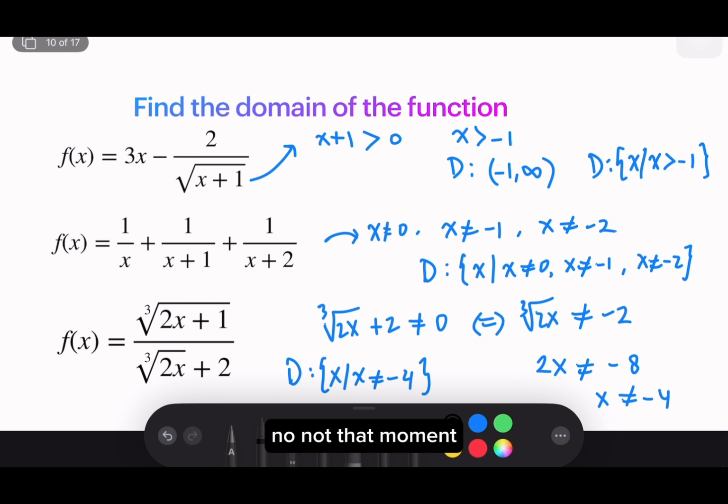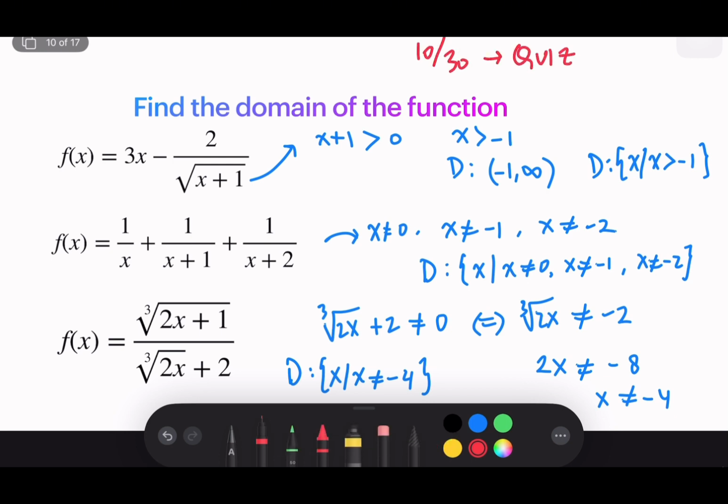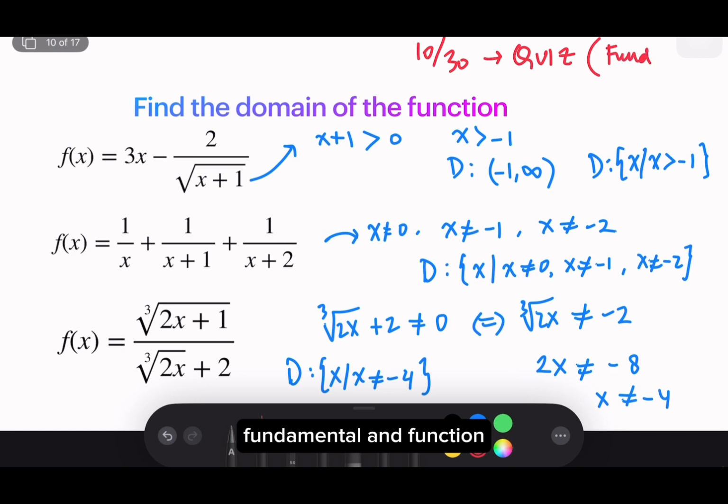No, not next Monday, not next. The 30th. So this will be a quiz on fundamental and function.